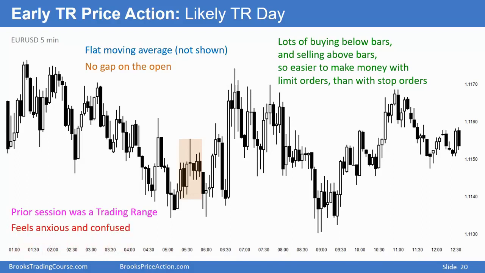If you're looking at a chart and you're feeling confused, for example, by all of the reversals, or if you're feeling anxious, that's your personal radar telling you that the market's probably in a trading range. So get peaceful and trade it like a trading range. Don't worry about trading it like a trend. It's not a trend, and it's probably not going to trend.